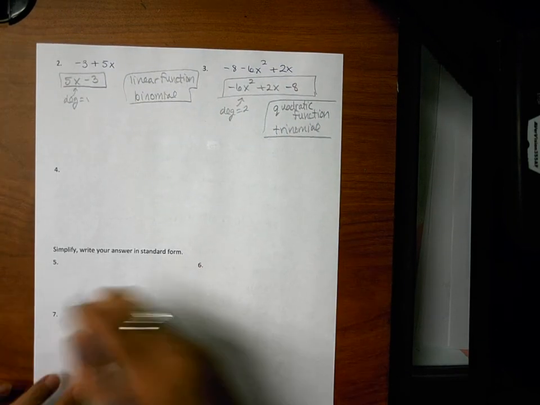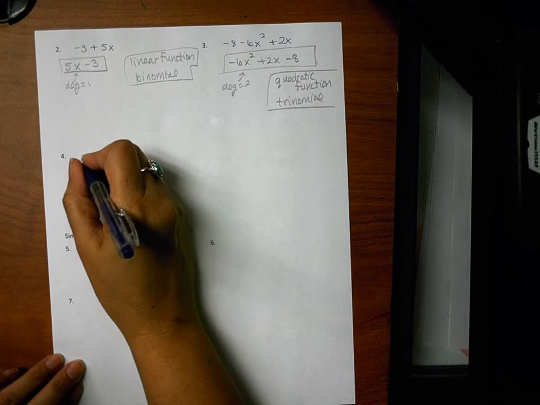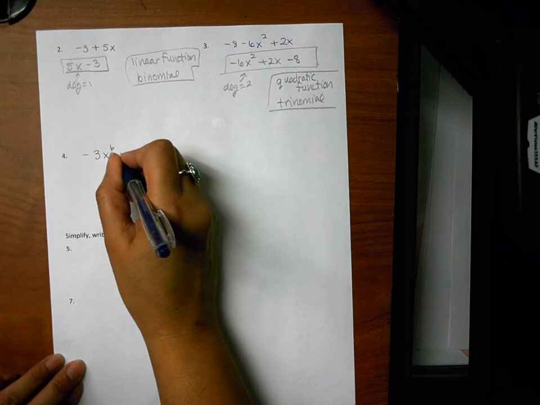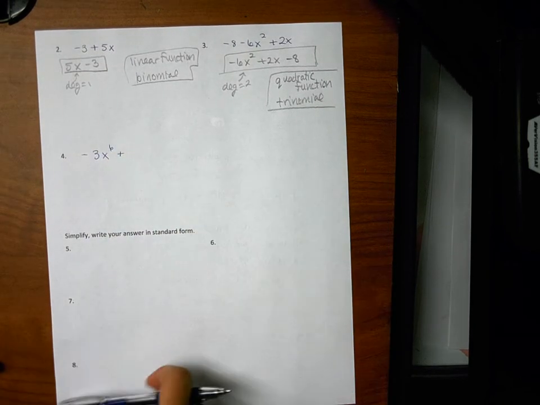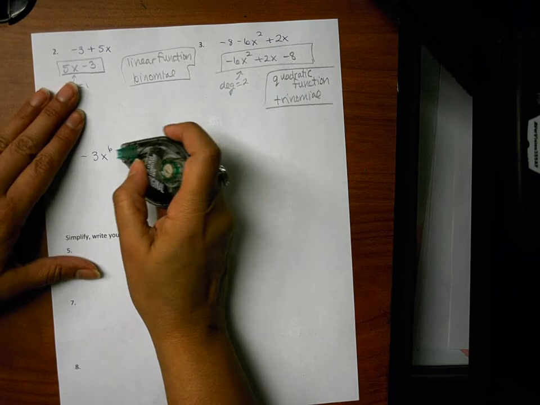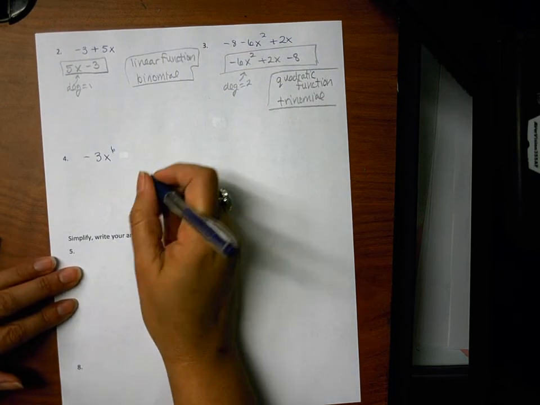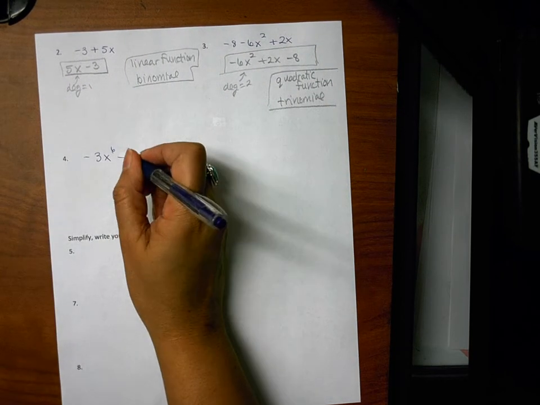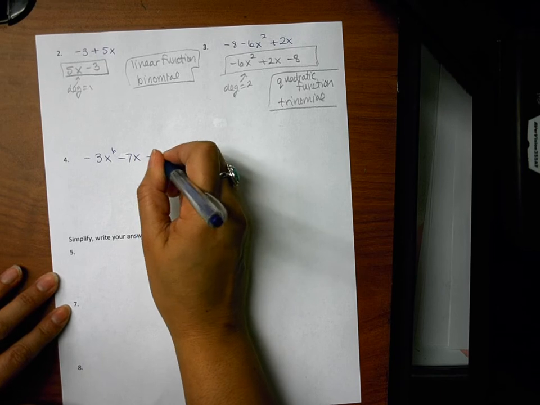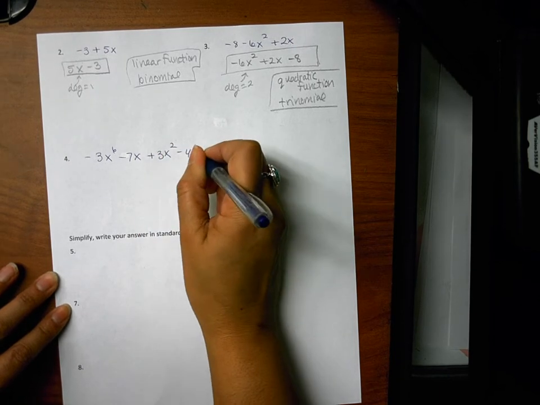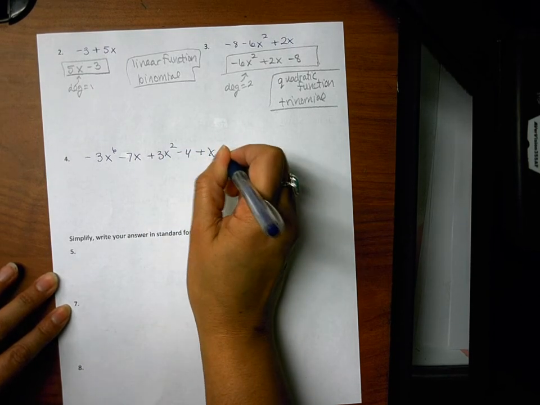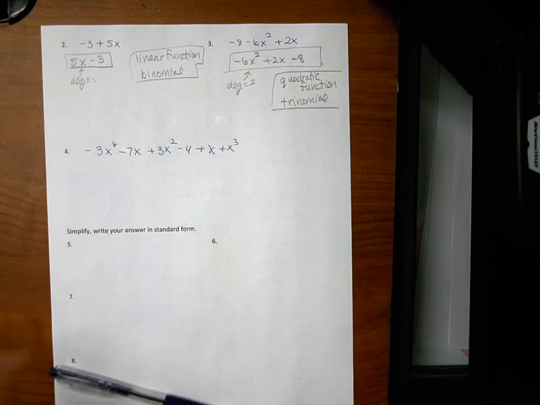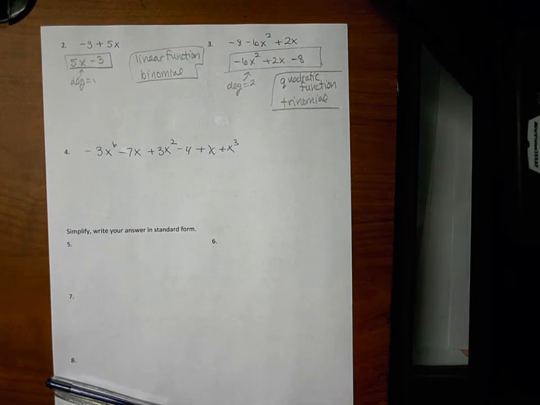All right, number 4: negative 3x to the 6th power minus 7x to the 6th plus 3x squared minus 4 plus x to the 3rd. I'm going to have you write that one in standard form.